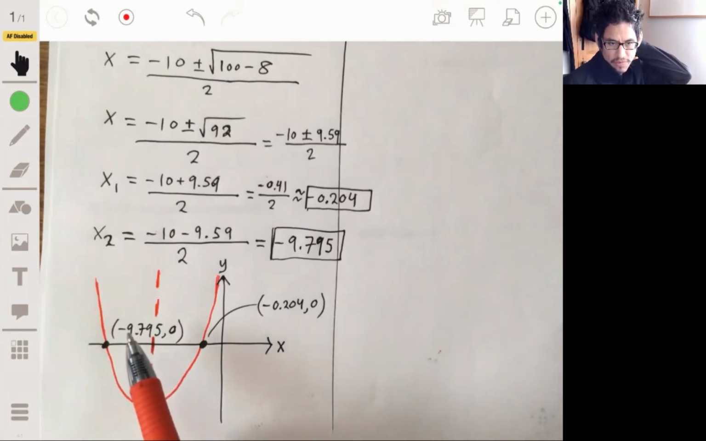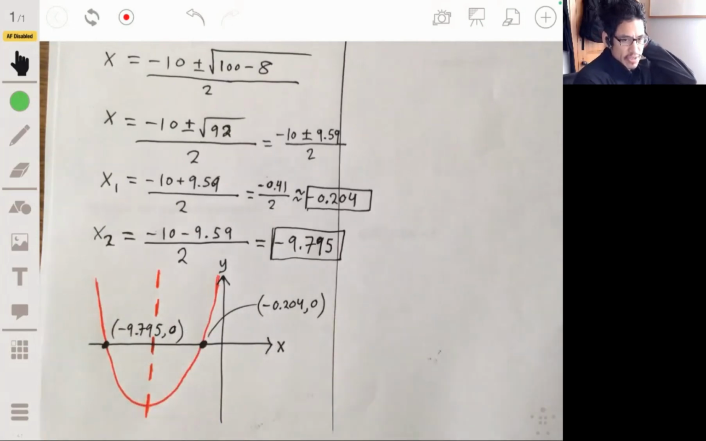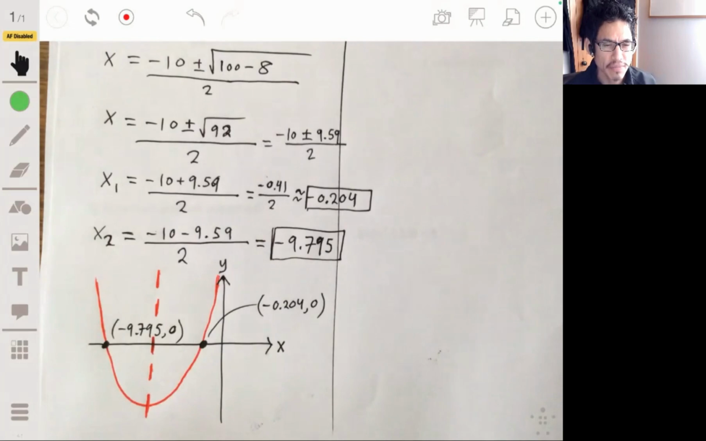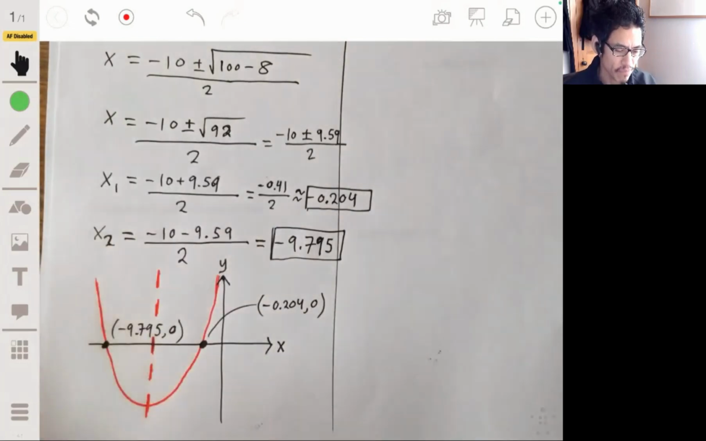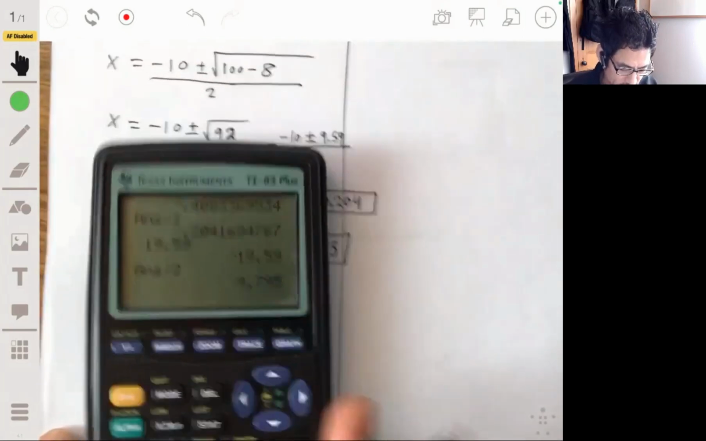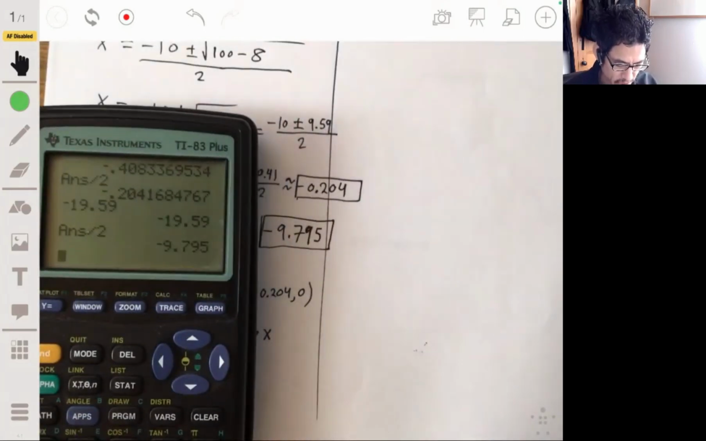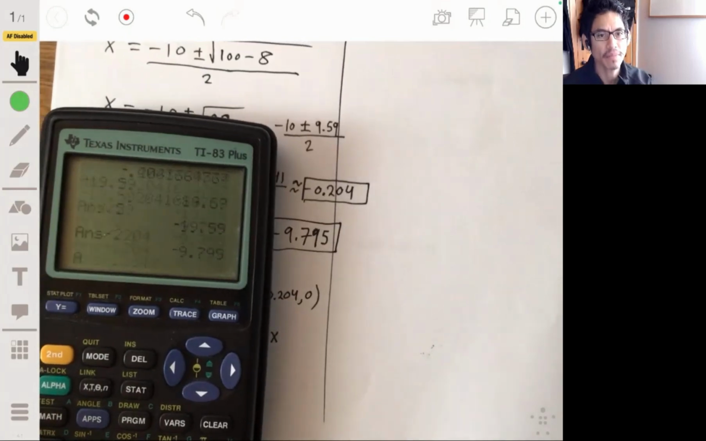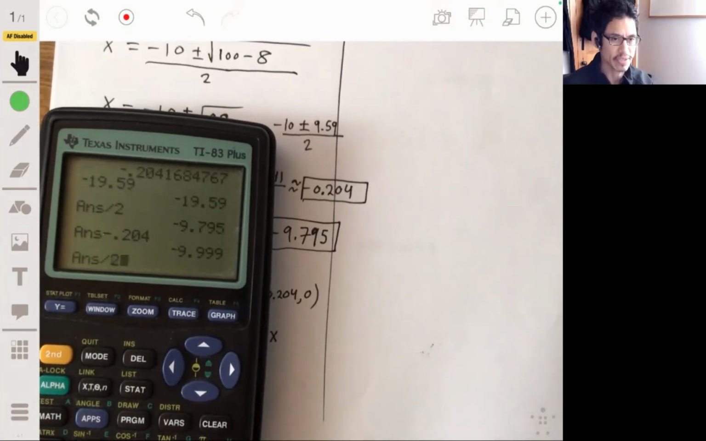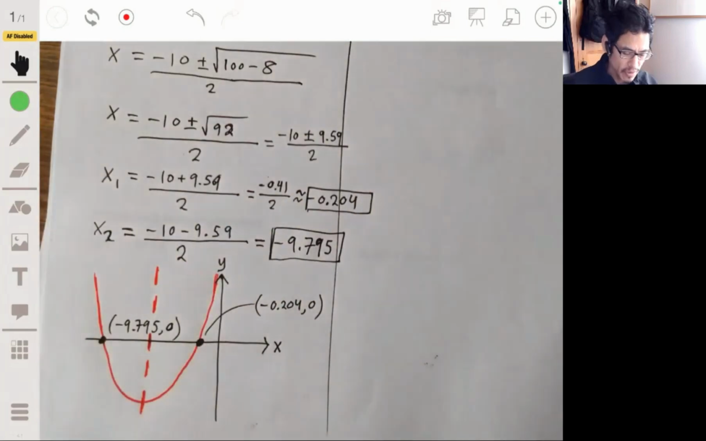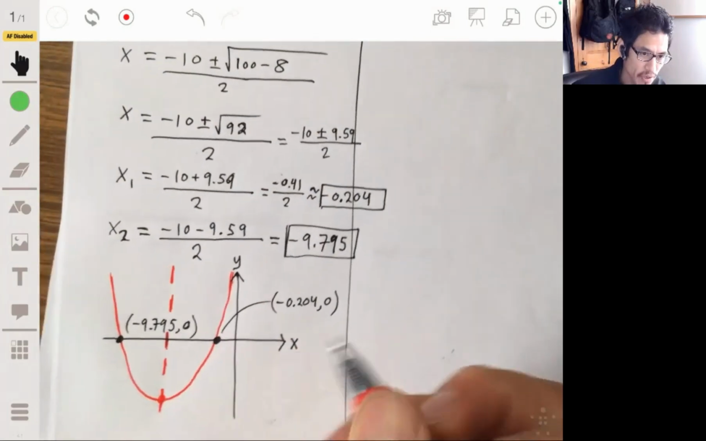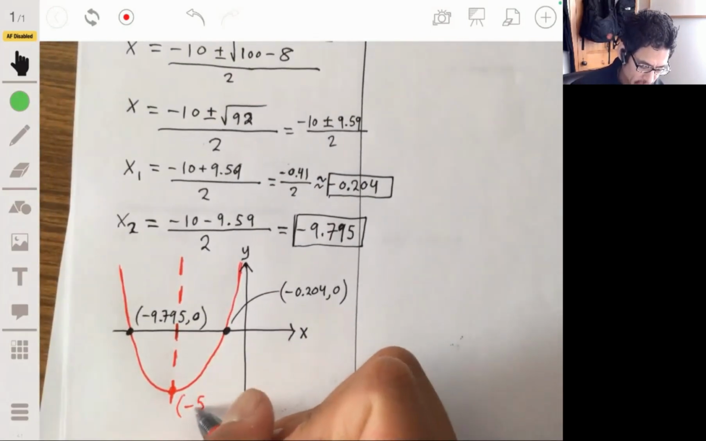And then if you just add these two and find the average, that'll be negative 5. Again, it's going to be close because it was a decimal approximation. But you see that divided by 2, that'll be the middle. So then we know at this point the vertex here has an x-coordinate of negative 5.